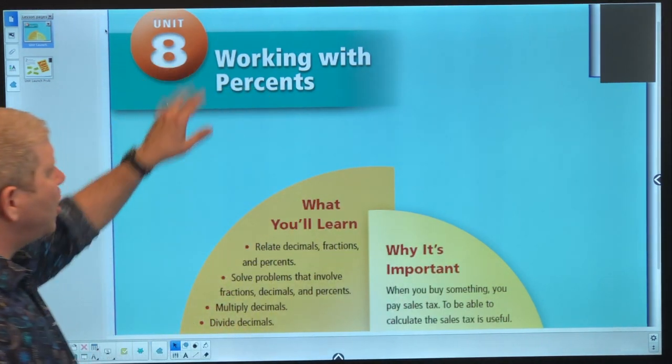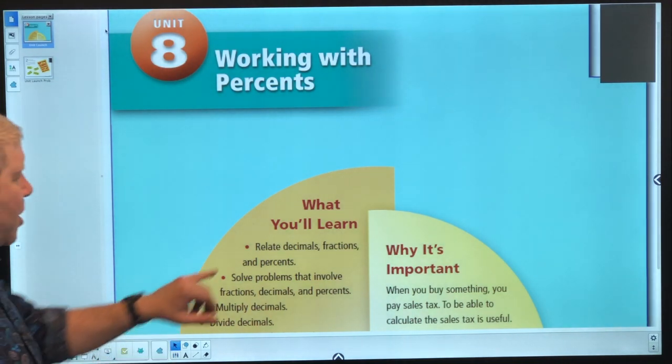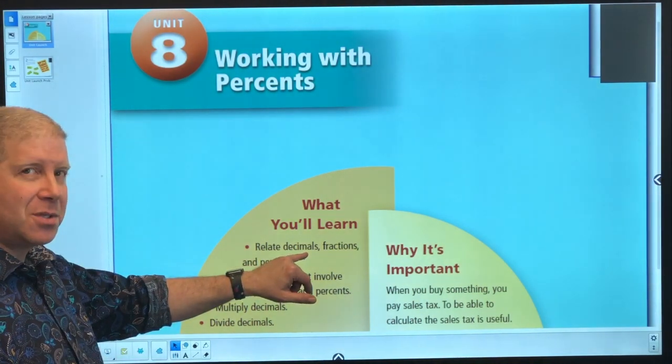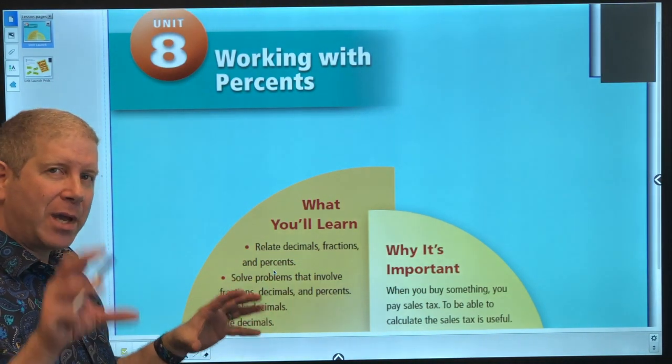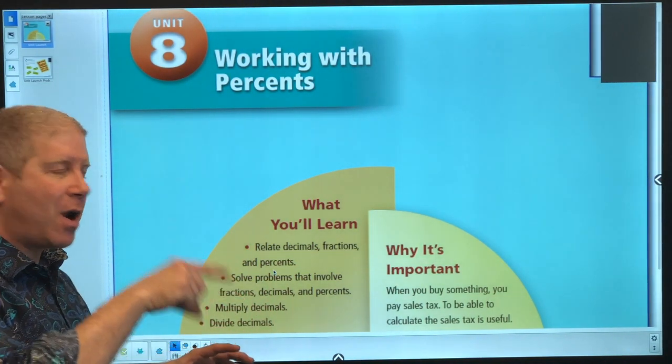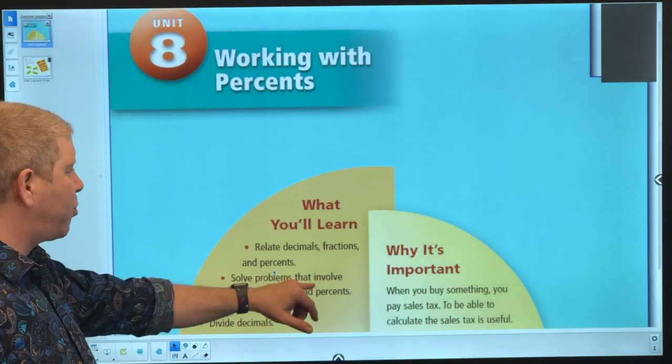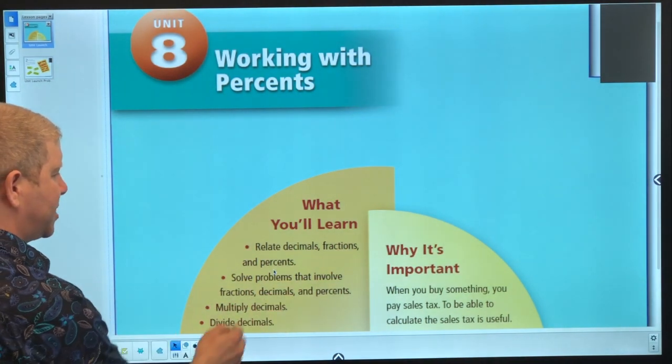Today we're going to be covering the beginning of chapter 8. We're going to be talking about fractions and we're going to be talking about percents. When we talk about working with percents, we're talking about how we're going to relate decimals to fractions and percents and how we can go from one to the other and back again. We're going to solve problems that involve fractions, decimals, and percents.